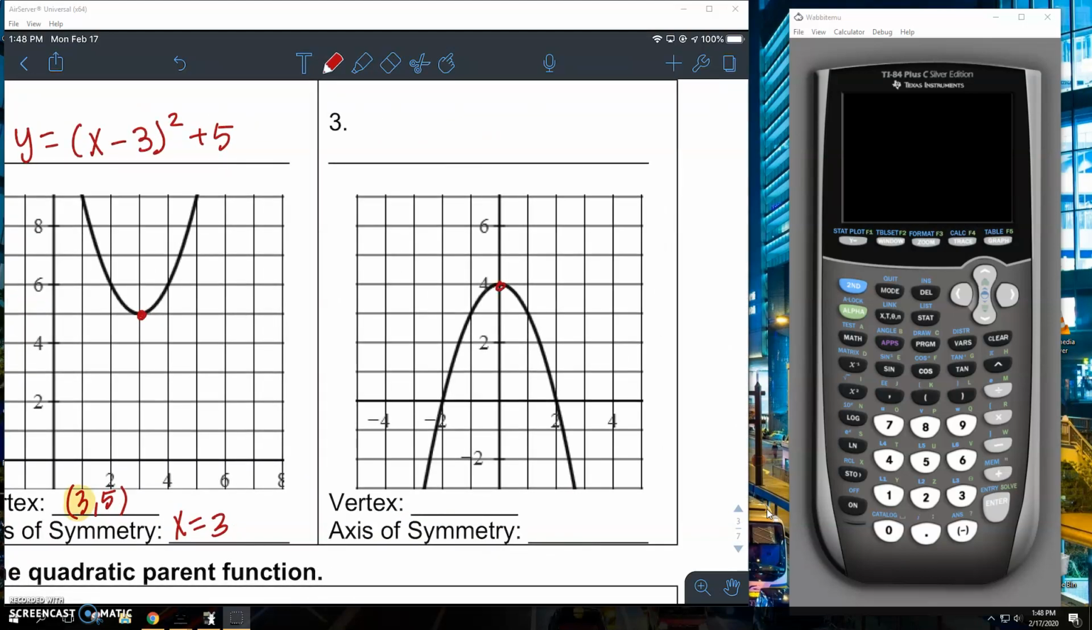Number 3, my vertex here is at (0, 4). Therefore, my axis of symmetry is x equals 0. This one actually opens down, and whenever a quadratic opens down, we know that it's negative. Because I did not shift my vertex in x, so left and right, I'm just going to say x squared, but I did move it up 4.